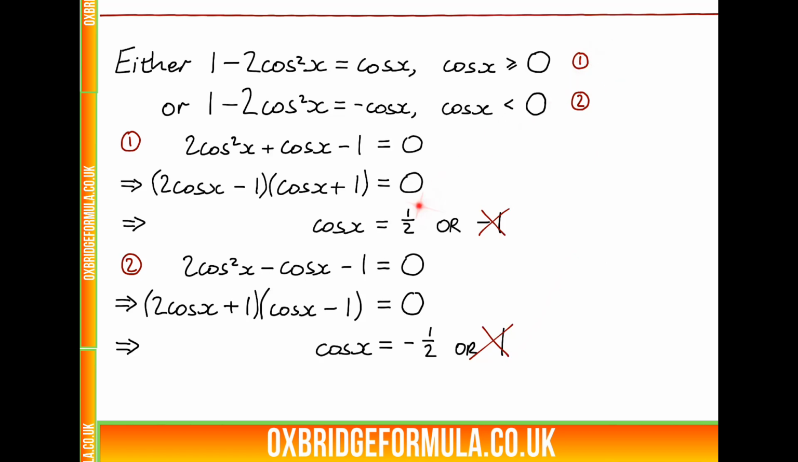So in case 1, the solution is cos x is a half, and in case 2, the solution is cos x is minus a half. So these are all the possible cases, so therefore the 2 solutions to the equation given in the question are cos x equals a half or minus a half. But we now need to find the number of solutions this means there are for x, and the sum of those solutions. So let's do that on the new page.